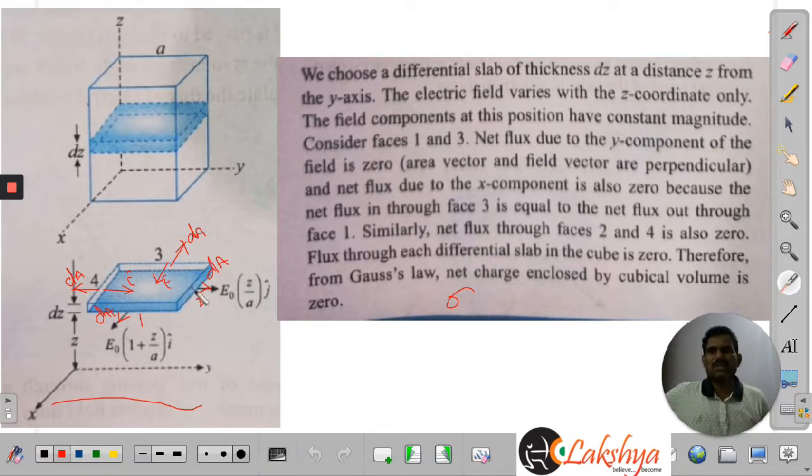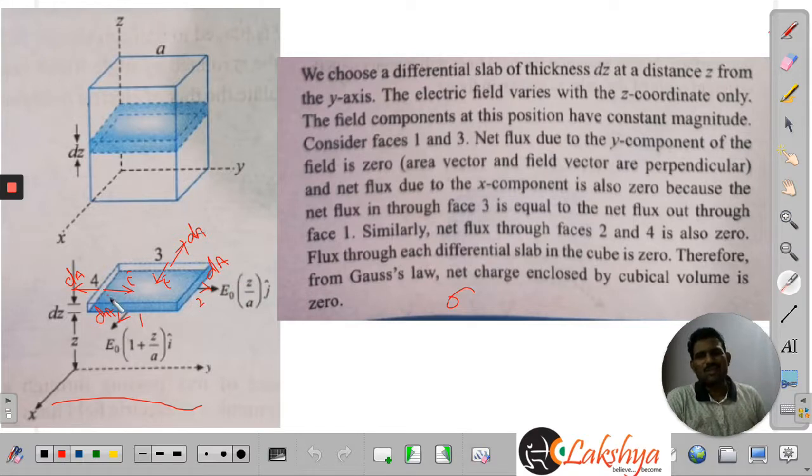Now similarly, if I consider 2 and 4, the flux passing through 2 will be only because of this y component, because the x component will be parallel to the plane, and so the flux due to that x component will be 0. So only due to this y component this flux will be there. And dA for this phase 2 will also be in the same direction. So again the flux passing through phase 2 will be a positive value, the product of dA into this y component.